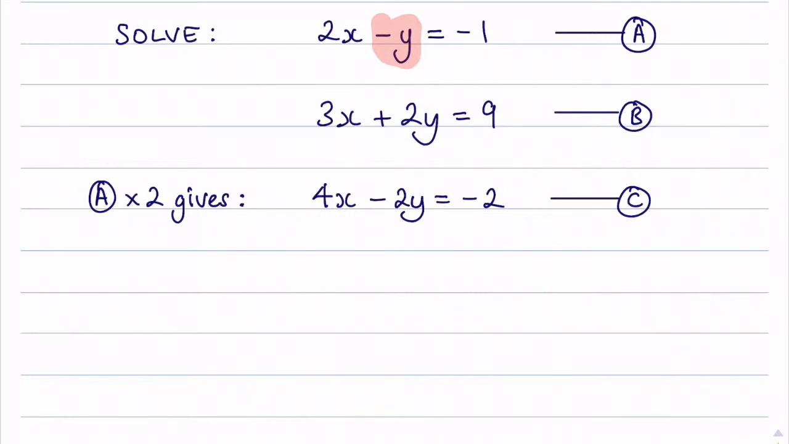Now looking at equations B and C, I can see that if I add those two together, that will eliminate that y term. So let's go ahead and do that. So in equation B, I've got the 3x term here, and I'm going to add on the 4x term here. That will give me 7x. And I know that the y terms will eliminate or cancel. So we've got the +2y, and we're going to add on a -2y so that they've eliminated. And the final thing is to take the 9 and to add on -2, which will give me 7.